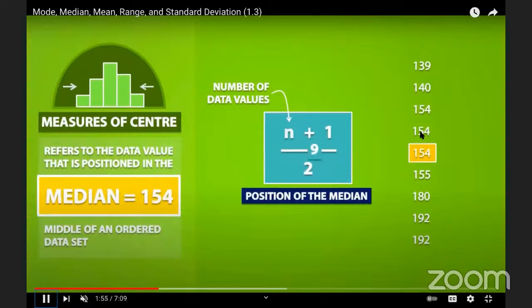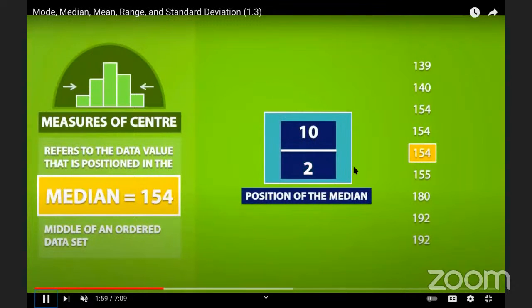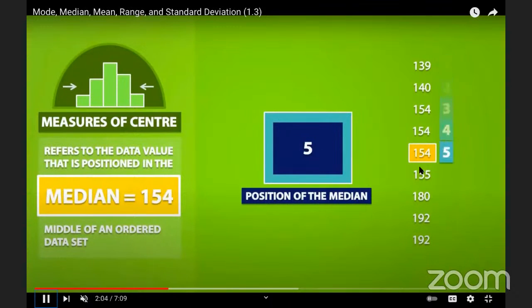If you add all of them, it is the number. So how many numbers are there? 9. 9 plus 1 is 10. 10 by 2 is 5. So this is the middle number. So the fifth number in this position is the median. That is how it is understood.